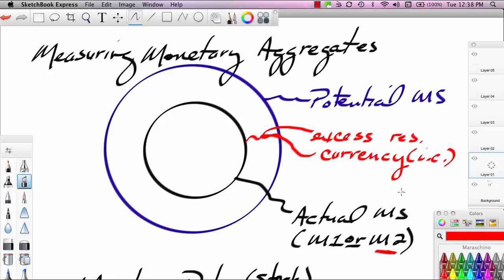When we talk about currency in circulation, we're talking about currency that is being held by parties outside the banking system. If currency is held by a bank, for instance, if currency is in the vault of the bank, then that currency is actually not in circulation and is not part of the money supply. Currency is only part of the money supply if it's actually held by someone outside the banking system.